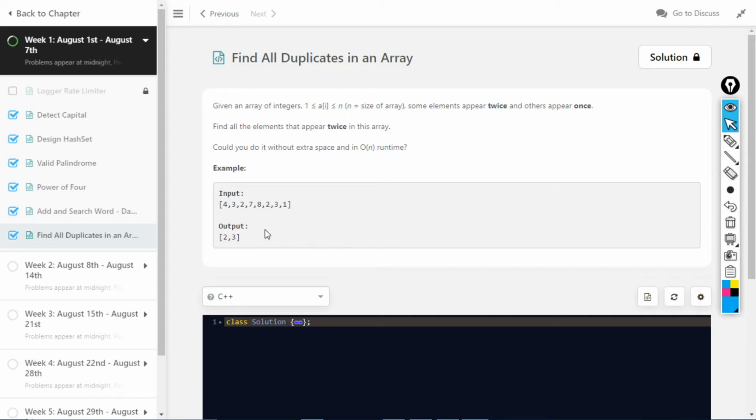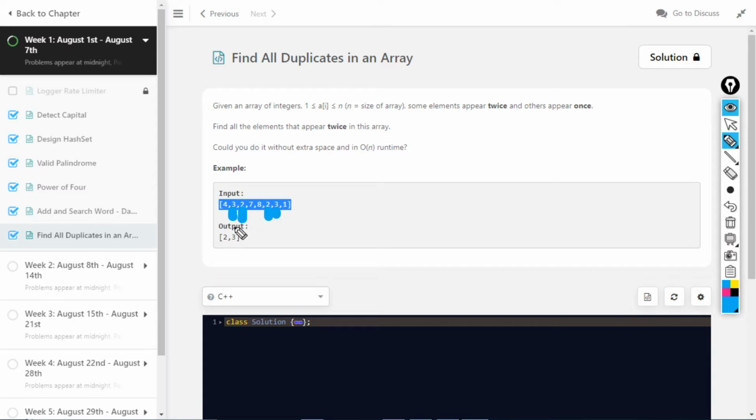If we take this example, then 4 occurred one time, 3 occurred two times, first at this index and then at this index. Then 2 occurred first at this index and this index. 7 only occurred once, 8 only occurred once, and 1 also occurred once only. So we have 2 elements which occurred twice.